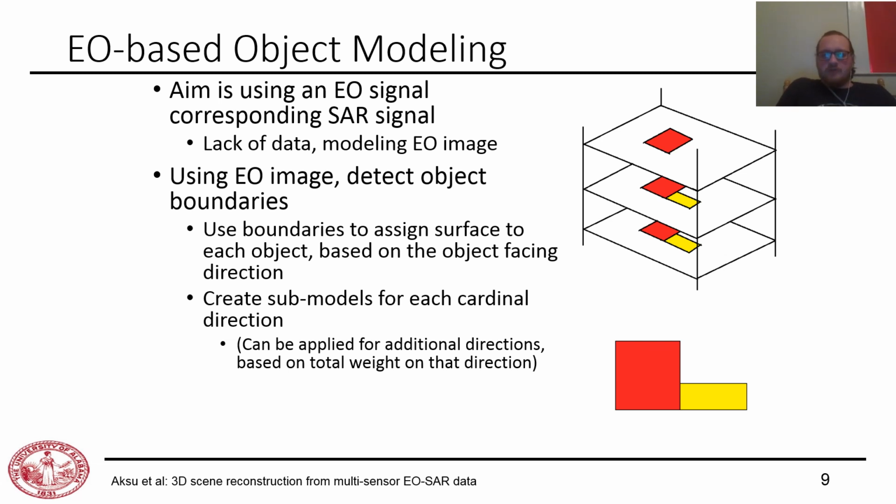So we use these boundaries to assign surface to each object based on its facing direction, and we create submodels for each cardinal direction. This can be applied also to additional directions based on total weight on that direction for that particular SAR image. It doesn't have to be just 4 angles, but can be extended as much as needed.